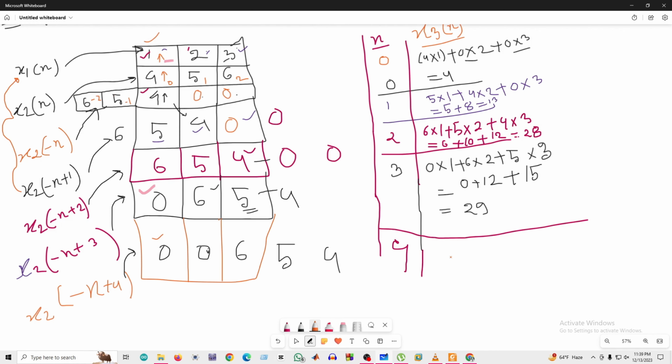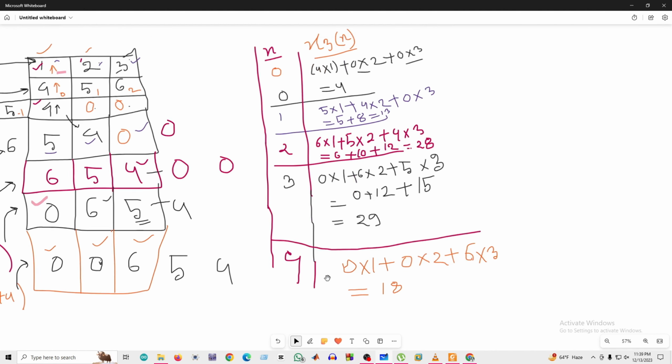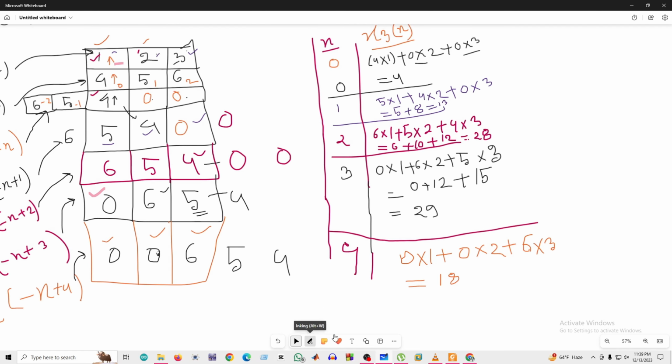So let me just write down here. 0 times 1 plus 0 times 2, because there is 0. Sorry, there is 2. So 0 times 2, and then you consider here plus 6 times 3. So 6 times 3. After doing the calculation, you get here 18. Right, 18. All right. Sorry, so I think there is a mistake. Let me just clear this one.